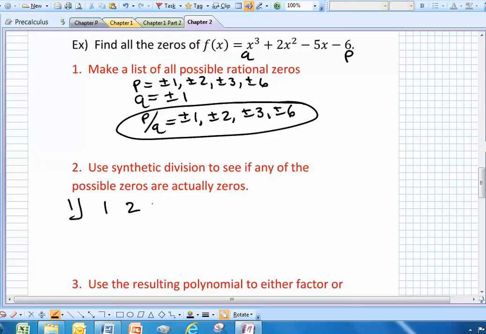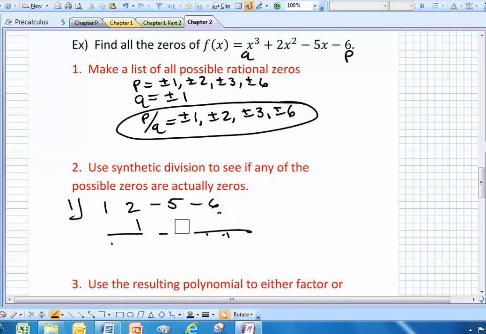And I'll do synthetic division on the function. Now remember, if it's a 0, I'm looking for 0 as the remainder here. This is the most important thing. Well, I bring down the 1, multiply, add, multiply, add, multiply. Notice I get -8, so that means 1 is not a 0.